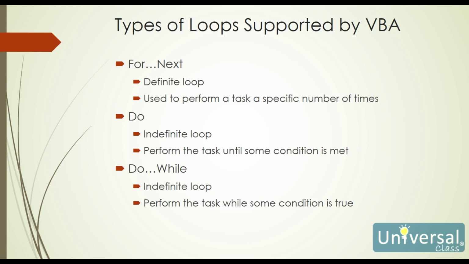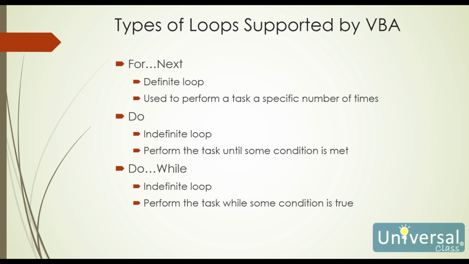We have do loops, which are infinite loops, and there are different types of do loops. A do loop just simply does something, it keeps doing it, and then we have to exit it somehow. So this is an indefinite loop. We don't necessarily know how many times it's going to run. It's going to perform a task until some condition is met.